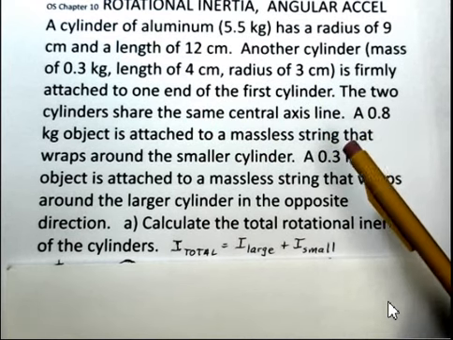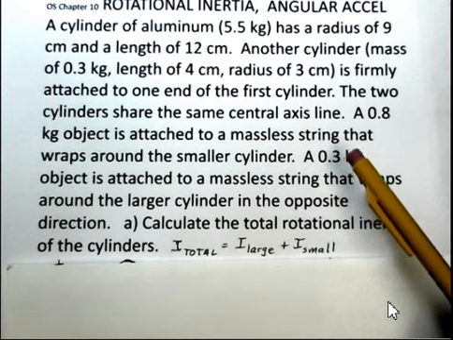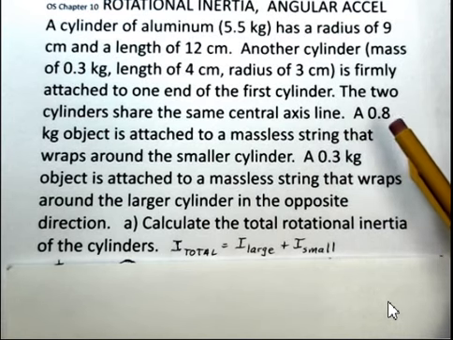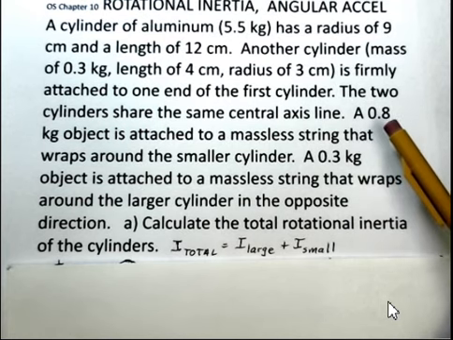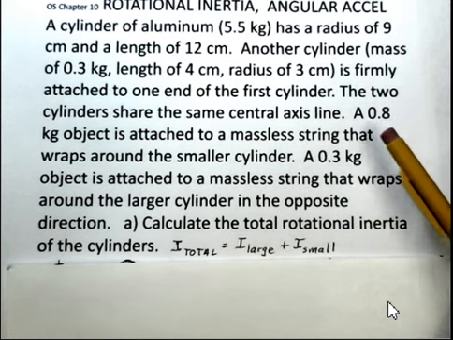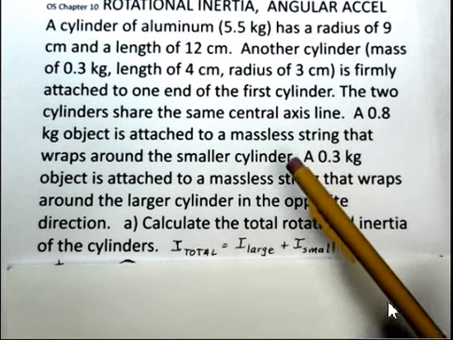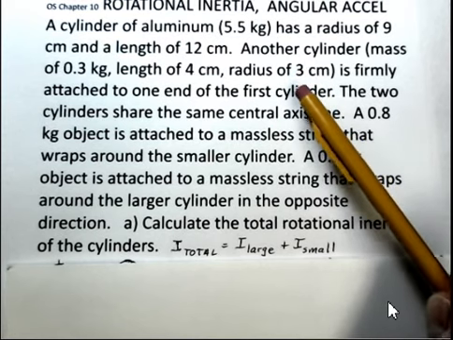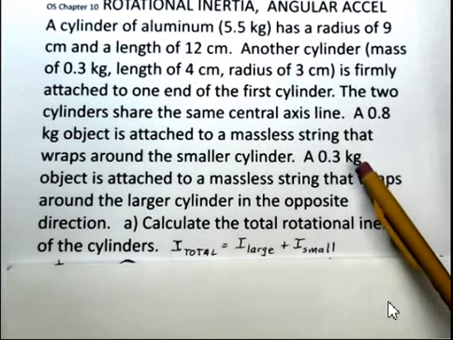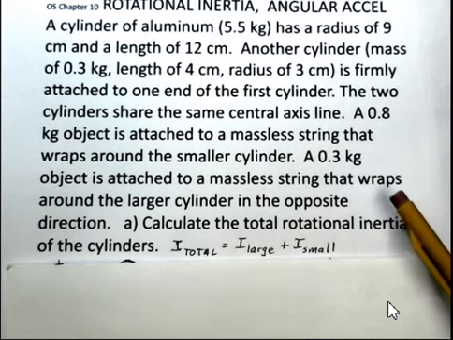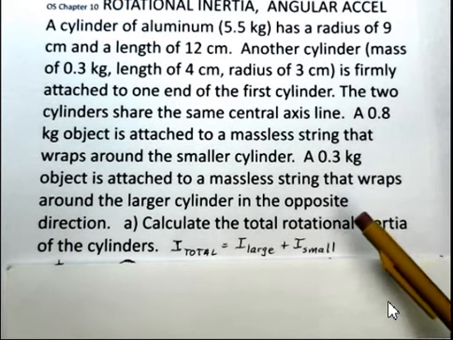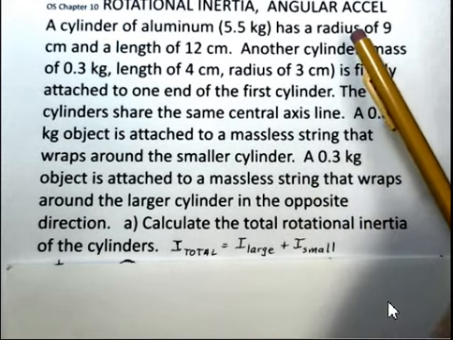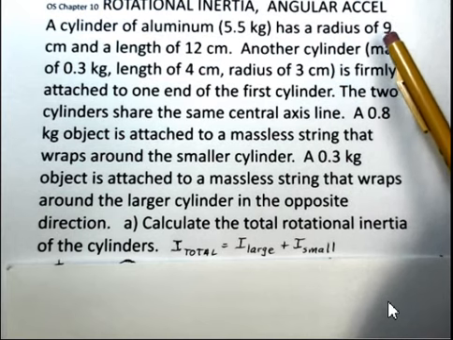The two cylinders are coaxial. They have a common axis of rotation. Then we're going to take two objects on strings, wrapped around these cylinders. The first one is a 0.8 kilogram object. It's on a massless string, wrapping around the smaller cylinder, the second cylinder that has a radius of 3 centimeters. Then we take a smaller mass, 0.3 kilograms, attached to a massless string, and it wraps around the larger cylinder, in the opposite direction. It's wrapped around the 5.5 kilogram cylinder that has a radius of 9 centimeters.